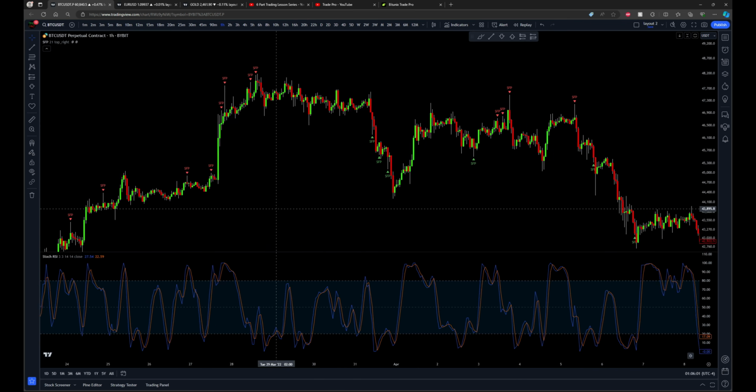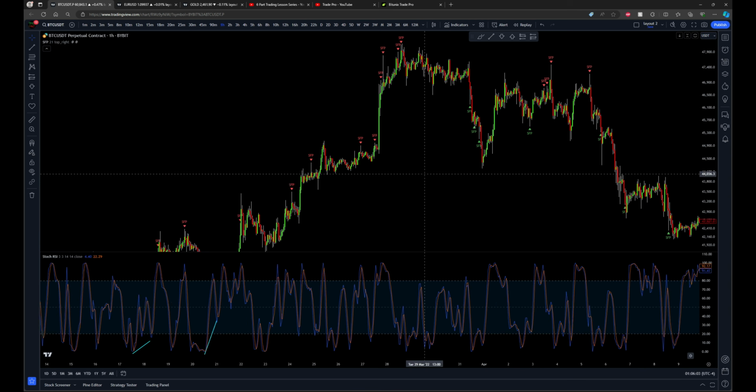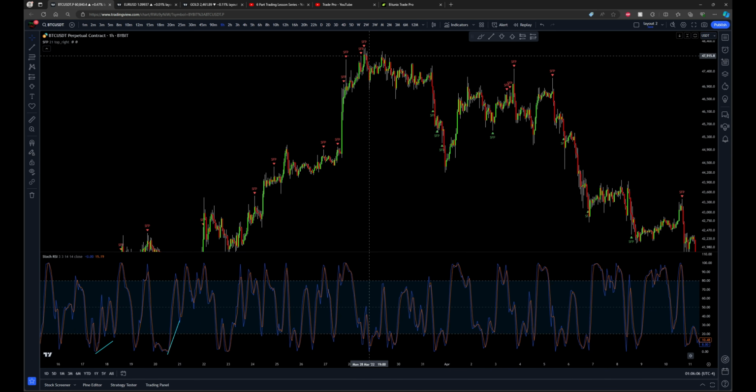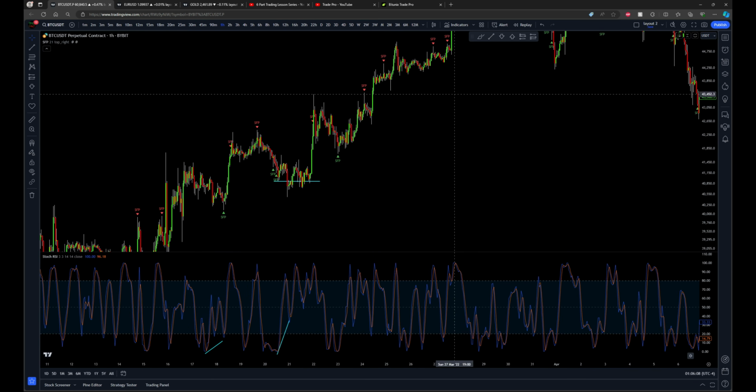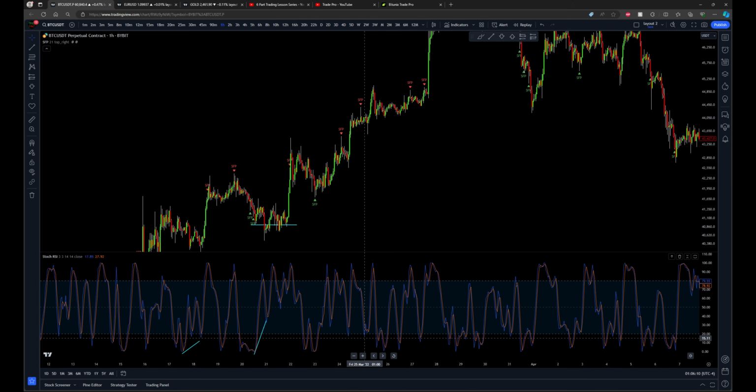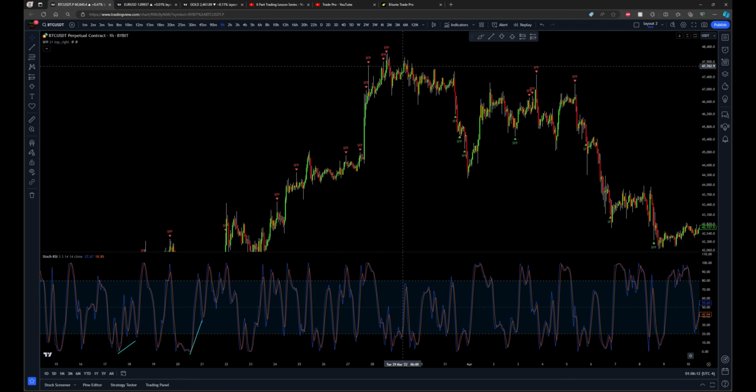Okay, that's great. And then as we come up here, we don't get any more swing failures. Of course, we do have some other resets here. You could be looking at a 4-hour. It doesn't look like any significant pullbacks until right here. But let's see what happens.